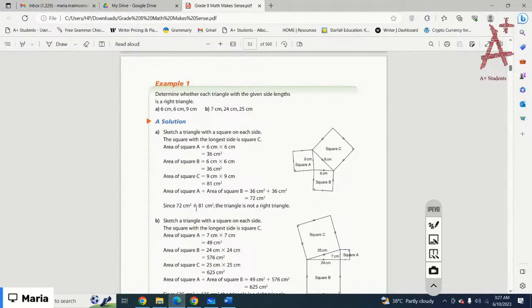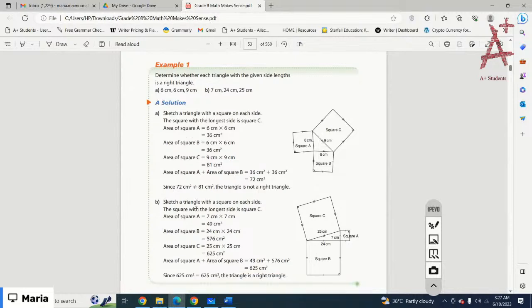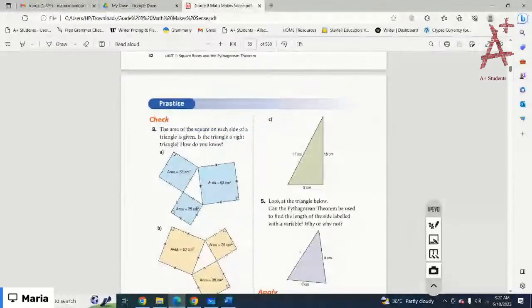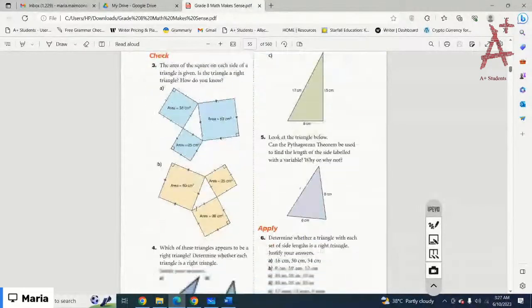Okay, let's just start with the practice questions. You can do the examples by yourself, they are already solved. Let's start with the first one.